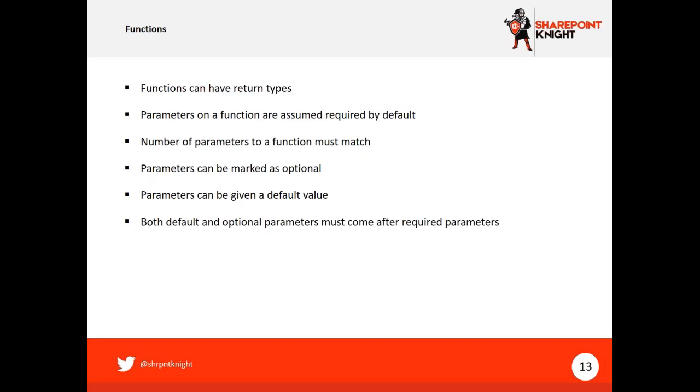Also, we can give it a default value. So if they don't pass in a value, instead of assuming this is null or undefined, I want you to use this as your default value. It makes it a little easier to force a check. Now, keep in mind, if we're doing optional parameters or ones with a default value, they have to come after required parameters. Thank you, JavaScript. Just due to the way that JavaScript handles its parameter passing from functions, we're kind of stuck with that.